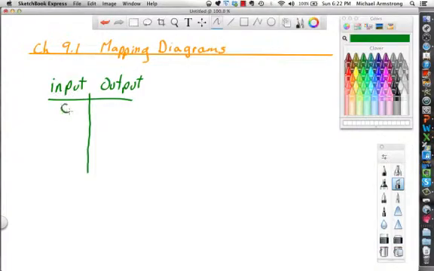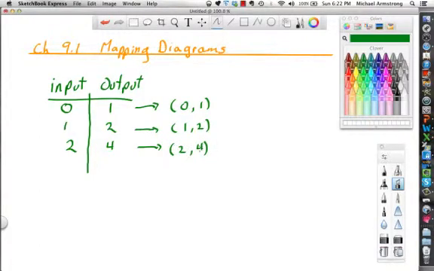For instance, you might have 0 for the input and 1 for the output, or 1 for the input, 2 for the output, 2 for the input and 4 for the output. And what happens is the input and the output become this ordered pair, which you are familiar with, and we'll see how to graph them. But there's actually more happening here.